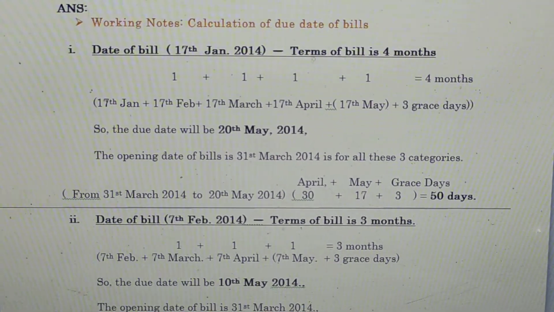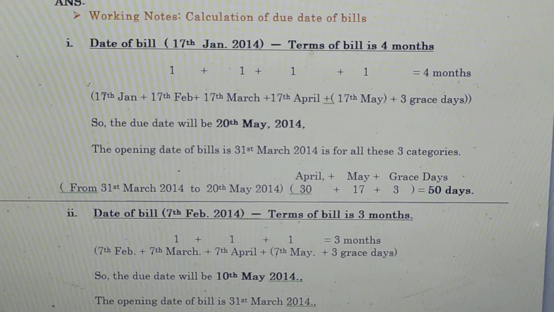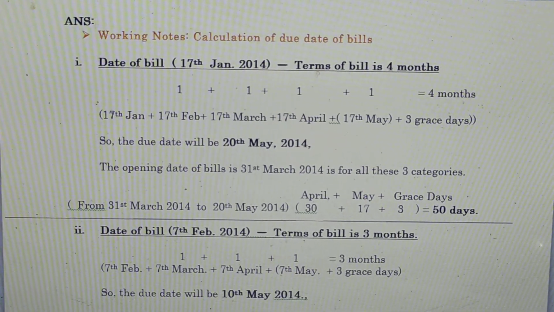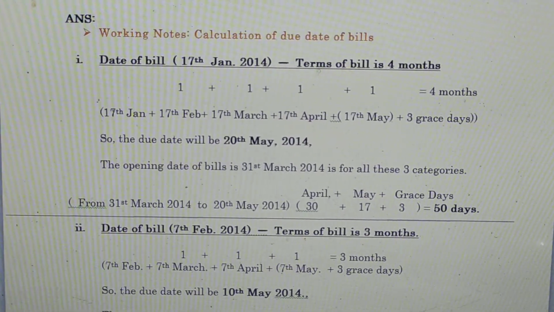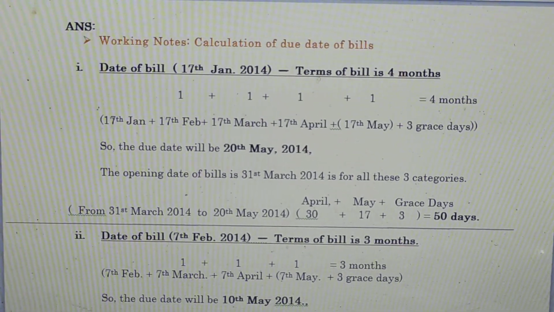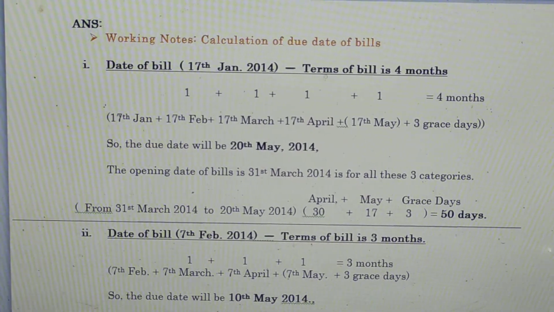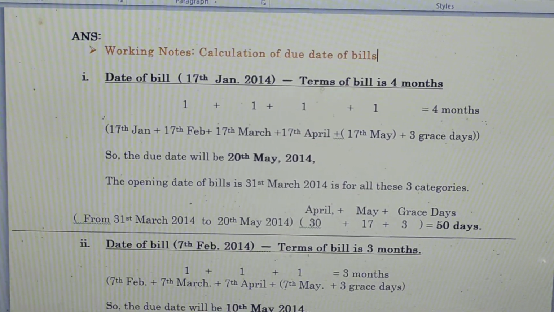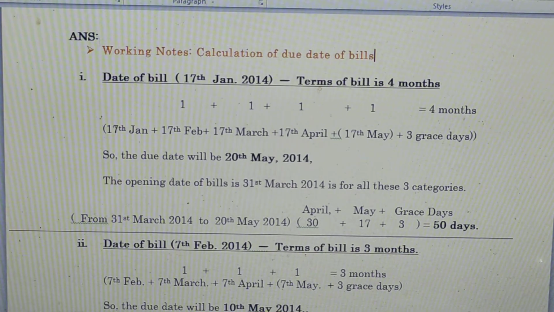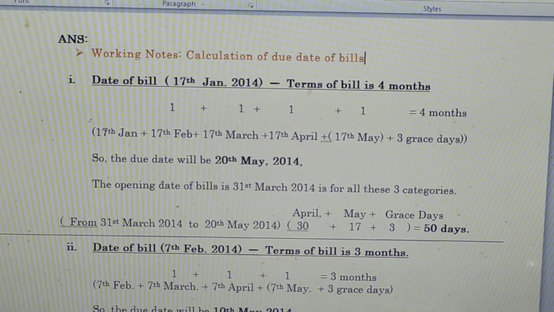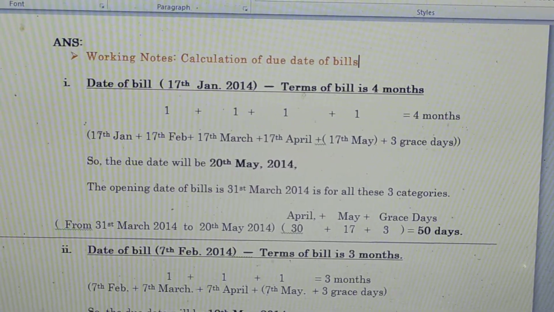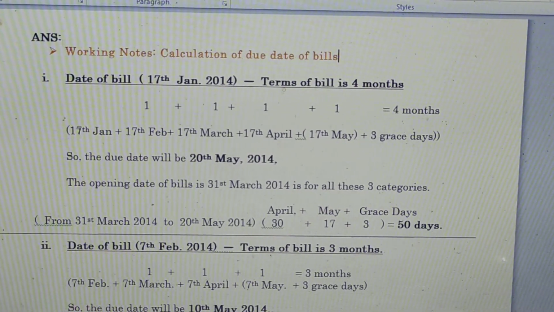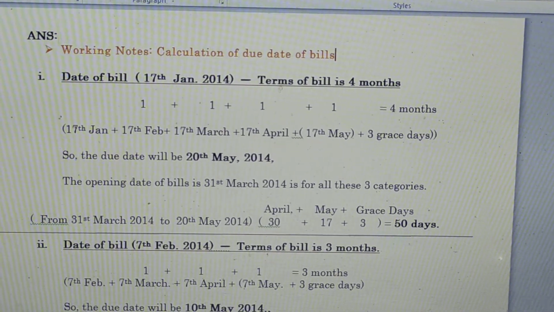The opening date of the bill is 31st March 2014. In this concept, we do not take the bill's created date. It means we do not take 17th January 2014 as the opening date. We have to take only the balance sheet date given in the question. As per the bank's rules and regulations, the bank usually closes its accounts on 31st March 2014. That is why 31st March 2014 is considered the opening date of bills, and we take this date as the opening date for all 3 categories.